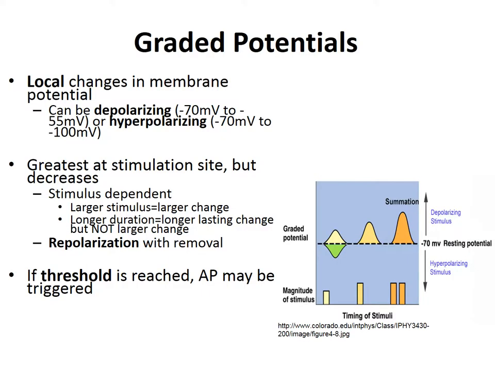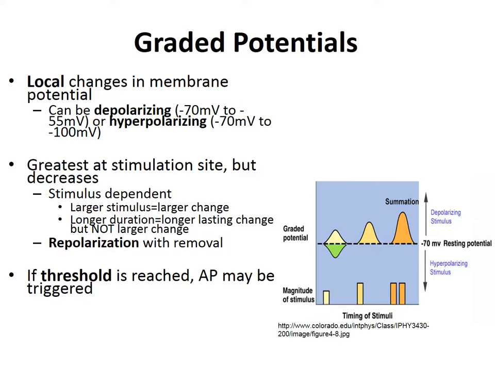Now, graded potentials are a process and can sum to produce an action potential. When we have a neurotransmitter within the synaptic cleft and it opens sodium chemically gated channels and sodium begins to rush into the neuron down its concentration gradient, this process can begin the formation of a graded potential and hence depolarization of the membrane.